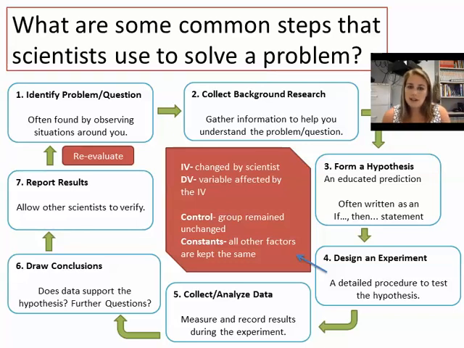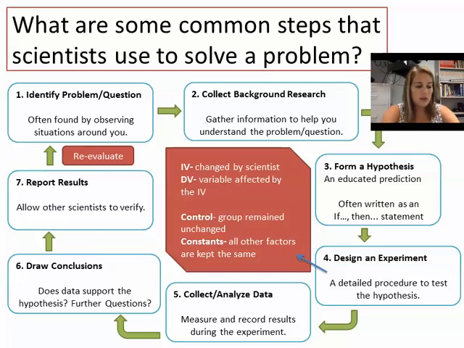Once you've collected and analyzed your data, you're going to draw conclusions, and there's going to be one specific question you're going to ask yourself. Does the data in my data chart and graph support the hypothesis? If it supports the hypothesis, you might say why it does, or are there any further questions that you have? What else could you change? If it does not support your hypothesis, you might answer why it didn't support your hypothesis. Are there any errors that might have happened in the experiment?